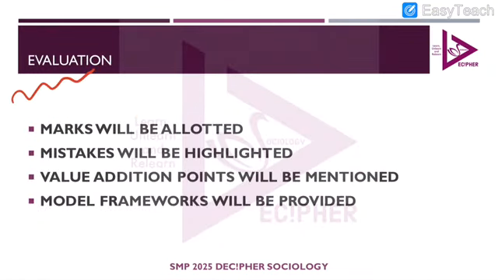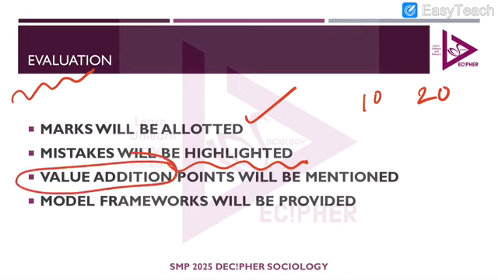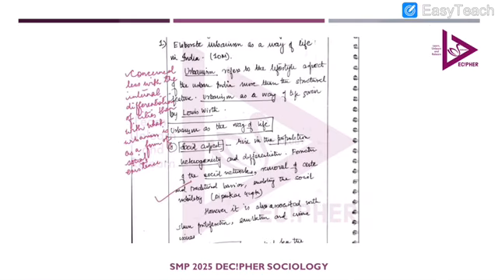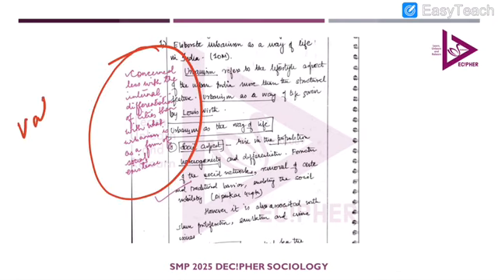How will the evaluation be done? You will be allotted marks out of 10, out of 20, mistakes will be highlighted, value addition points will be mentioned, and model frameworks will also be provided so that you can revise them again and again. This is an example of how the evaluation is done. So if it is correct, we try to introduce the value addition points here itself, which will help you while glancing through your answers to see what is important and at which point you have to add value to your answers.